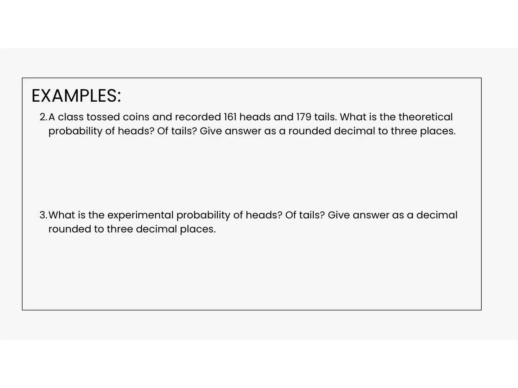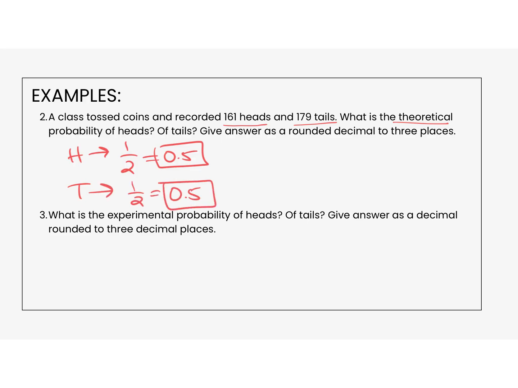All right, so let's look at a couple examples here of the difference between the two. A class tossed coins and recorded 161 heads and 179 tails. First, we're going to look at the theoretical probability of heads and of tails. So if I look at theoretically heads, I have either heads or tails options. So that's only two options, and that's 1 out of 2, which would be 0.5, or we could say 50%. Tails would be the same, 1 out of 2, 0.5. Okay, that would be the theoretical.